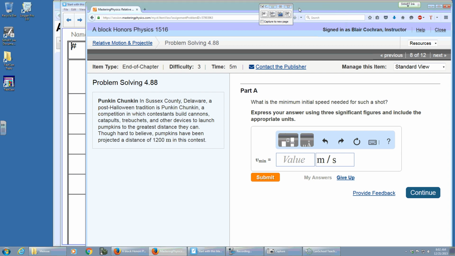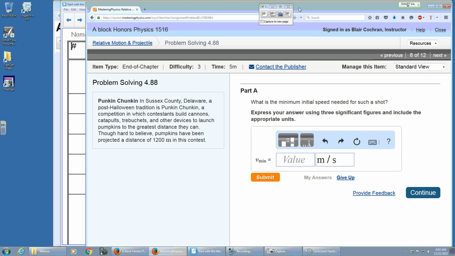All right, so 4.88. Chunkin, Sussex County, Delaware. Founders to build cannons. Have you guys ever seen this? Oh, that's right. I have seen that. But there's actually, I think Discover did a show on this and followed some of the designers. Some of it is just really, really interesting how they do it. I never knew there was a catapult just powered by twisted rope till I watched that.